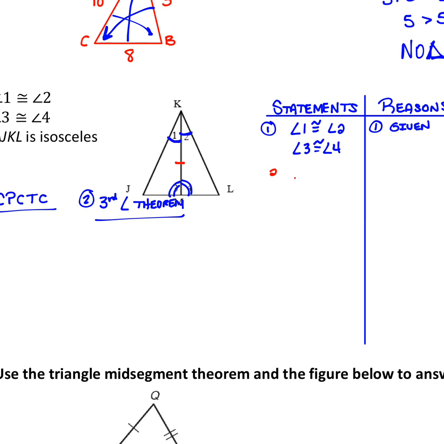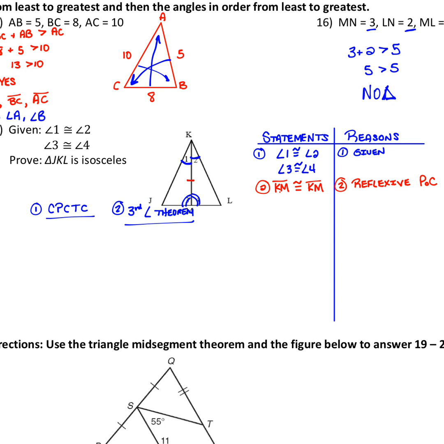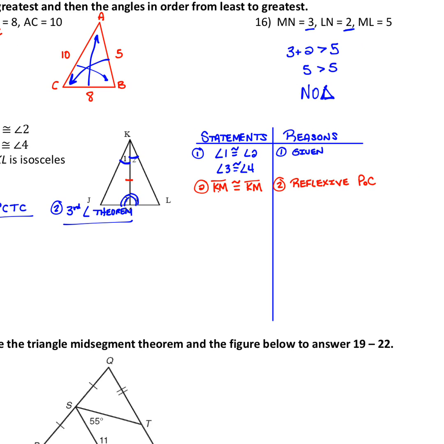So number 2 is KM, I wrote over my little letter there, didn't I, is congruent to KM. And that's the reflexive property of congruence. You guys can't even see that, can you?